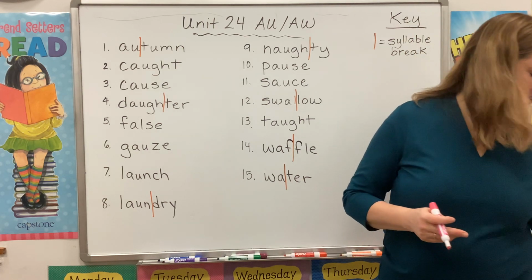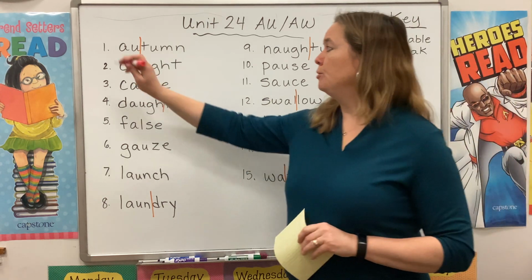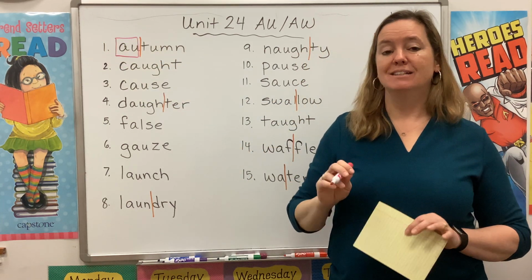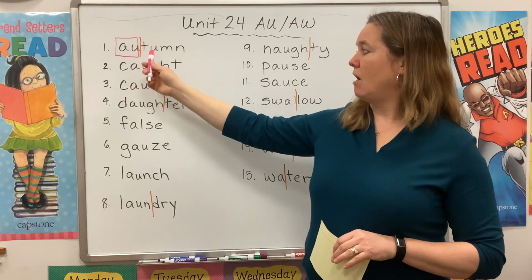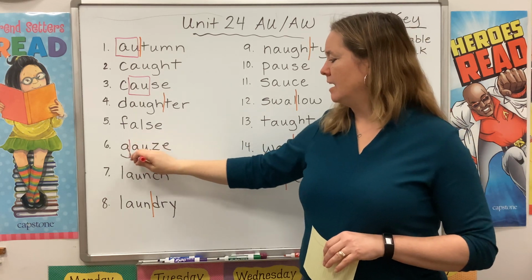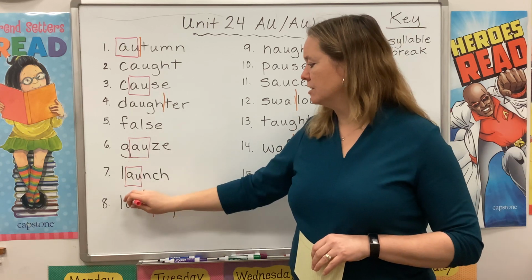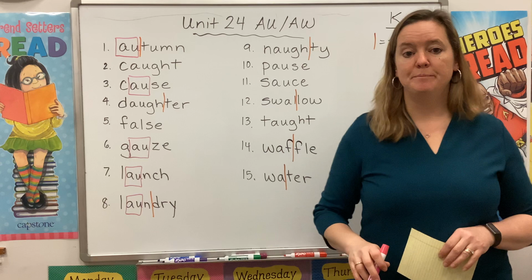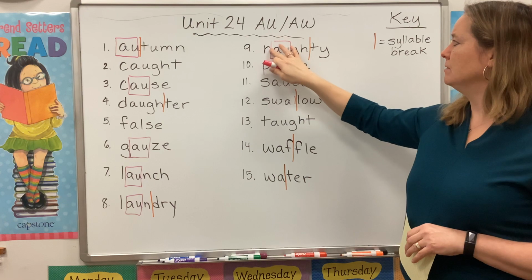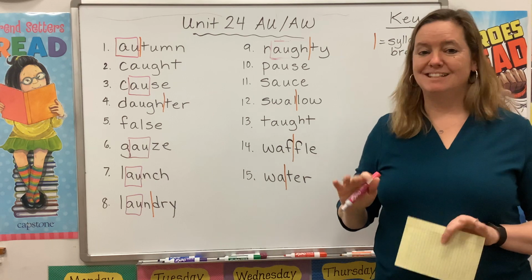So let's start by choosing a color. And the first pattern that I want you to notice is the AU. When you put A and U next to each other, they're going to make an ah sound. So we hear that in autumn. We see it again in cause, again in gauze, launch, laundry. Oh, I'm going to skip that one for now. We'll come back to that because you'll notice it's followed by GH, so that has its own rule.